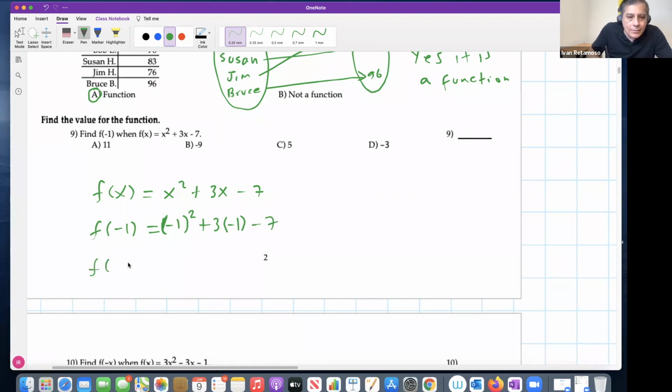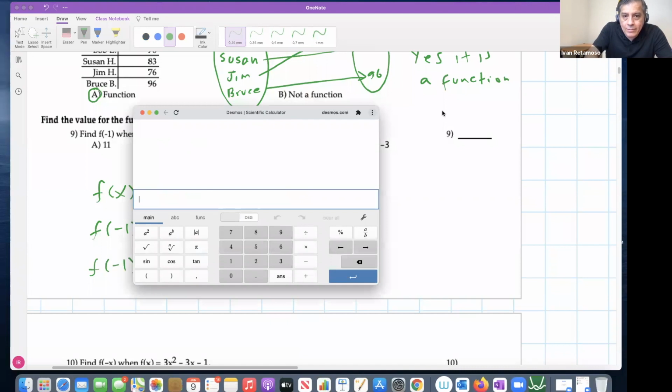Now, if you want to do it in your mind, this is 1 minus 3, minus 2, minus 2, minus 7, minus 9, right? But if the numbers are not friendly, this time it was -1, but what if this is -13 or something that is not friendly? Guys, play safe, use your calculator, right?